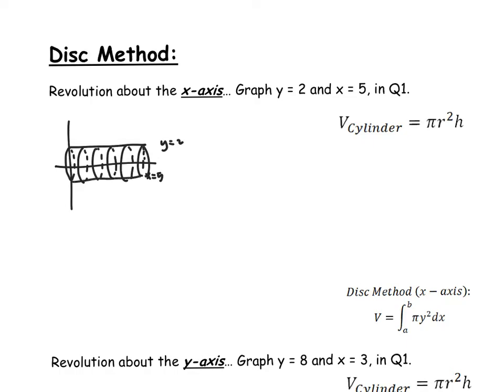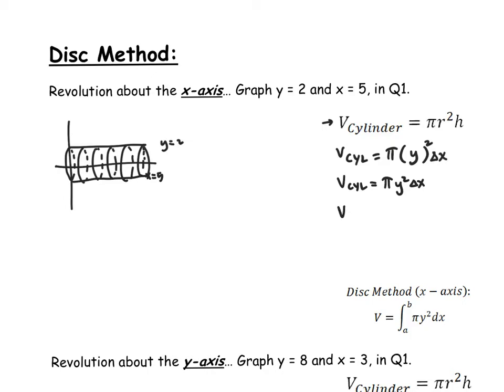All right, we could clearly, using geometry, use this formula here for the volume of a cylinder. Now, let's equate that to the sketch. So pi would be multiplied by r squared. And in this case, r is y equals 2. I'm going to generalize it using y. And then h is the change in x. So in the first quadrant, we're bounded by the interval 0 to 5. Therefore, the volume of a cylinder would be pi times y squared times delta x.